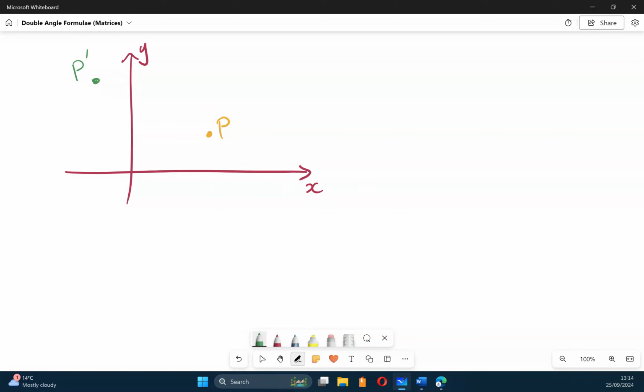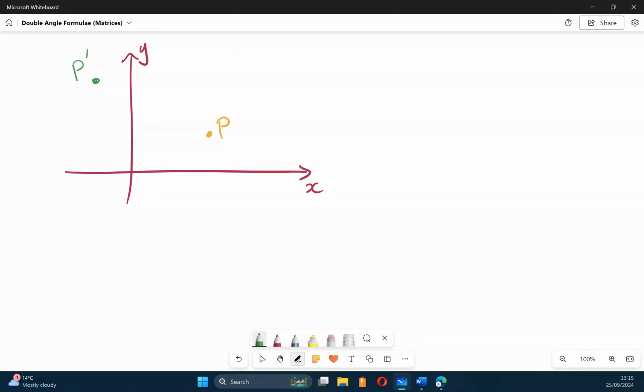What it might have done is reflect it, rotate it, or do a bunch of other transformations, and it would have got it to this image. So it's mapped p to point p prime. But what we want to focus on is how we could represent a possible rotation matrix and how this is helpful in determining these double angle formulae.